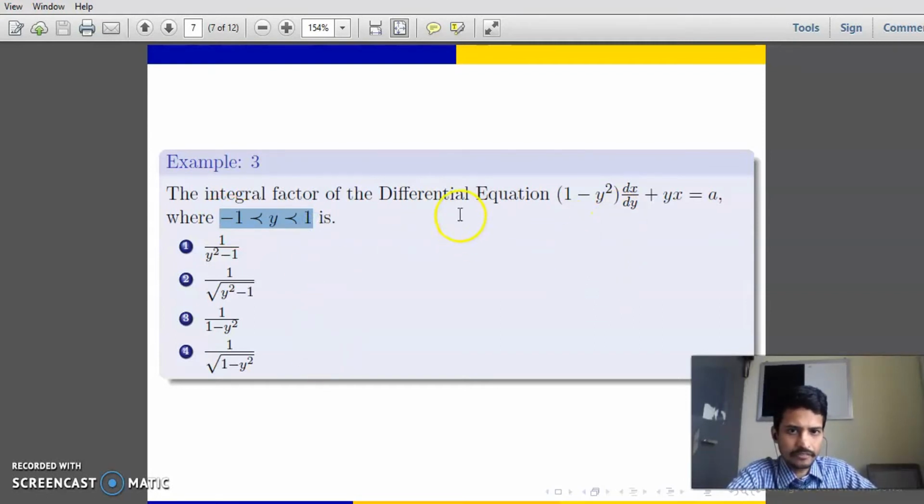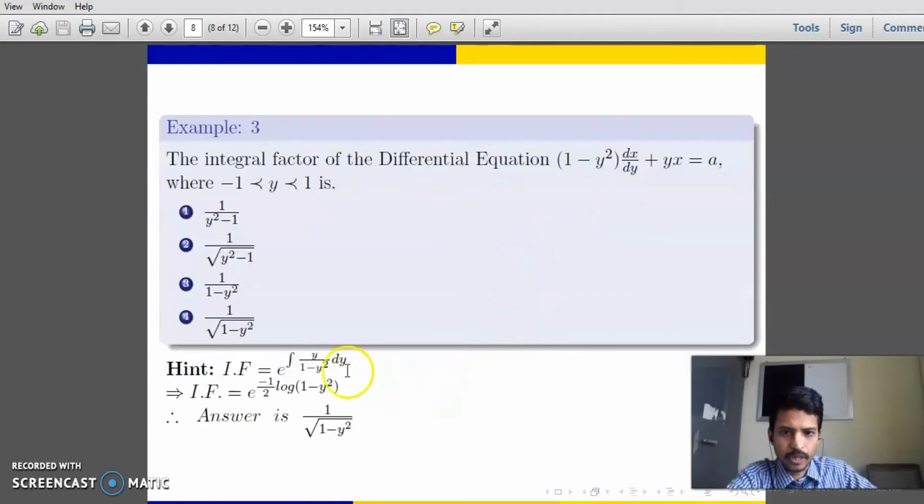So how to find the integral factor of the equation? You already know the formula. Here it is p of y into dy, because in this question y is independent and x is dependent. So therefore p is y upon 1 minus y square, and instead of p into dx, we have p into dy. If you integrate y upon 1 minus y square, you will get log of 1 minus y square. Since there is no 2 term in the numerator, I will multiply by minus 1 upon 2. So we end up with the integral factor as e to the power minus 1 upon 2 into log of 1 minus y square.